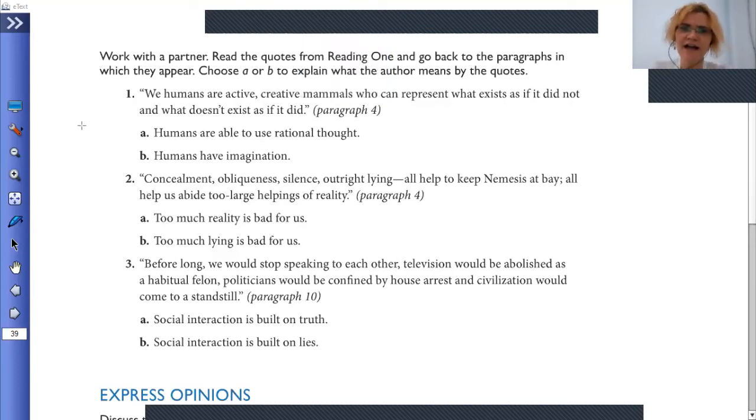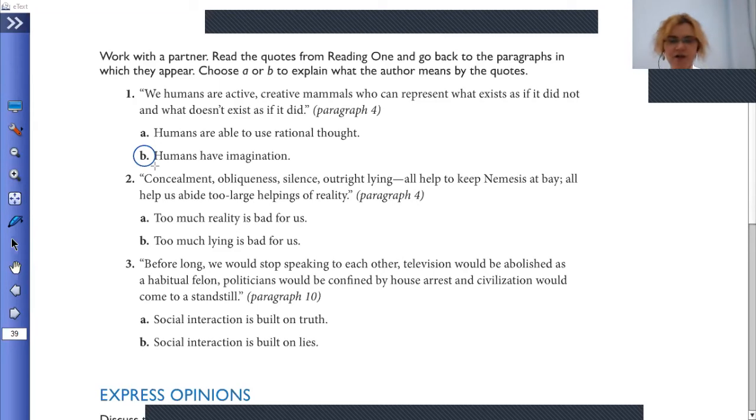We humans are active, creative mammals who can represent what exists as if it did not and what doesn't exist as if it did. Humans have imagination. Yeah, what the author means to say is that we have imagination. Awesome. Thank you very much.